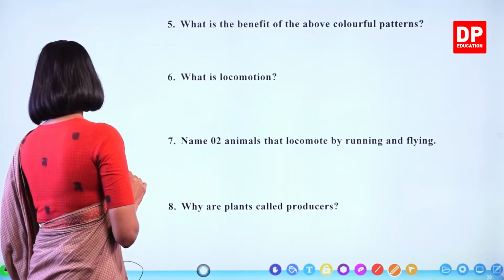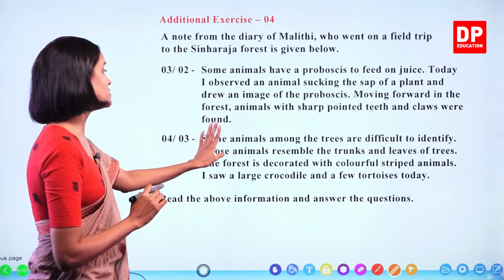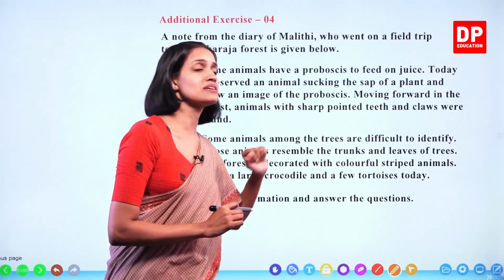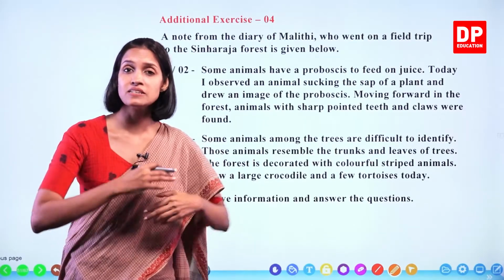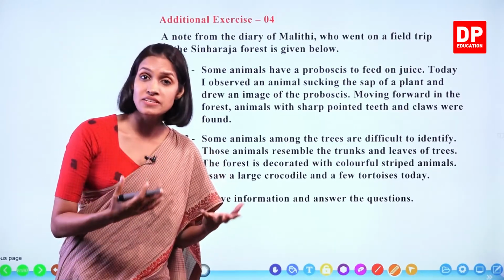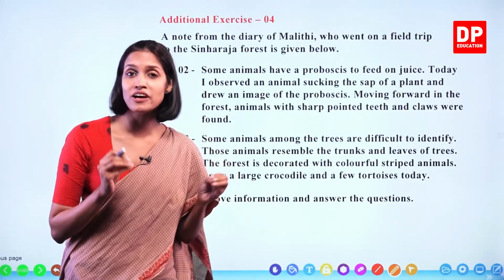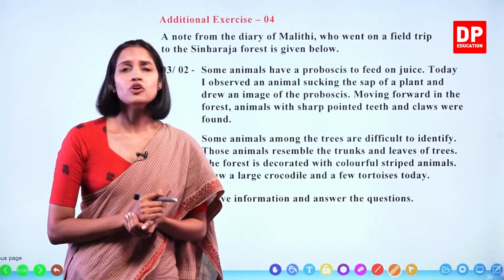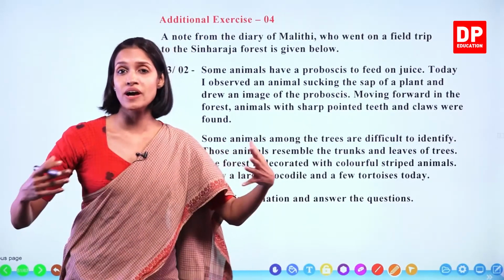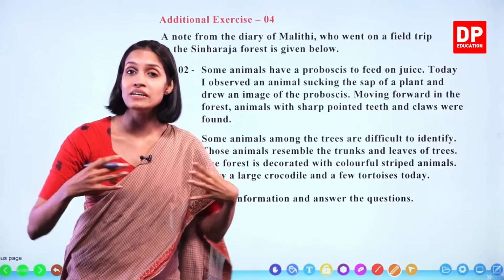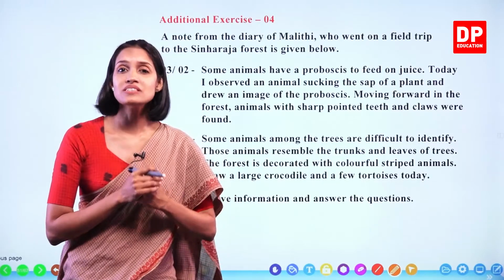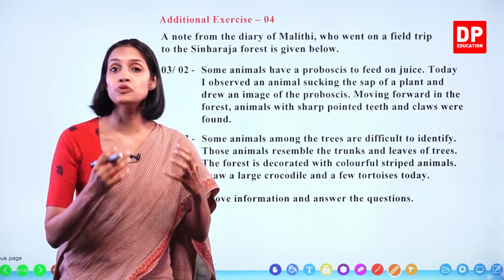Right? Next one. What is the benefit of the above colorful patterns? Now, even in this description, it says some animals among the trees are difficult to identify. What do you think is the reason? Some animals' body colors nicely blend with the environmental color, children, so that we cannot understand whether this animal is in that particular environment or not, right? So these type of adaptations are known as camouflage. Their body shape or the body color nicely blends with the environment they live in.